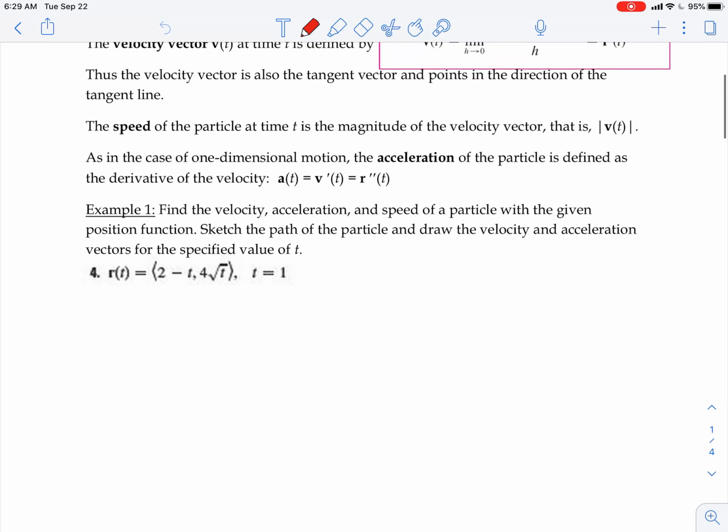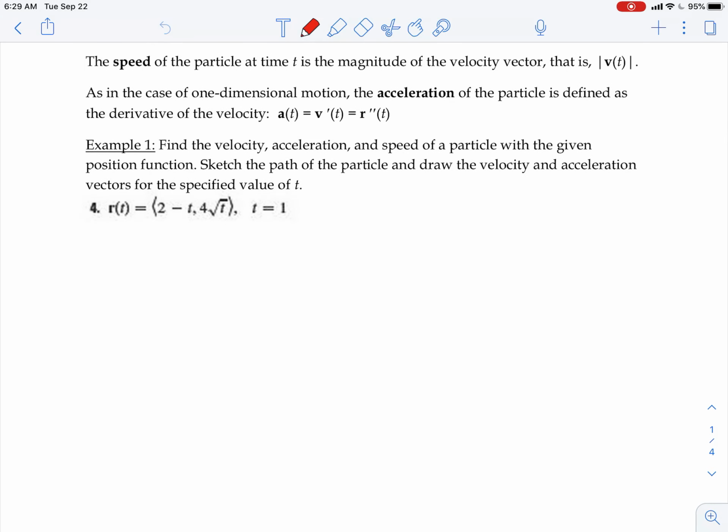So now, example 1: find the velocity, acceleration, and speed of a particle with the given position function. We're given the position function r of t, and we want to take the derivative and the second derivative to find velocity and acceleration. And then we'll also find speed as well. So r of t is the vector 2 minus t and 4 square root of t. So this is a two-component vector, and really there's not a lot that's different here, because we have two components. We could say that's x, that's y. This is like taking the derivative of parametric equations.